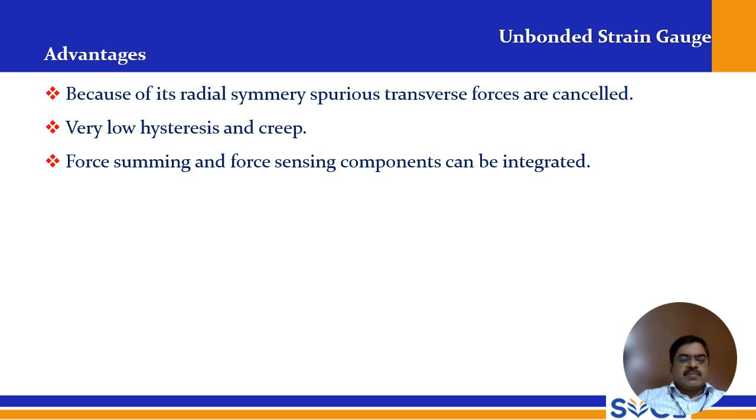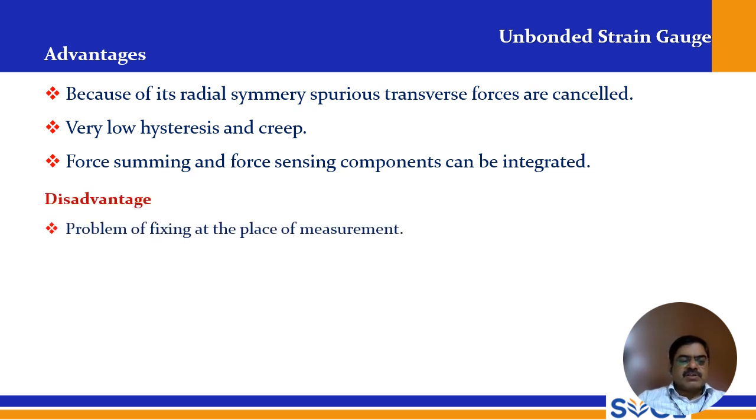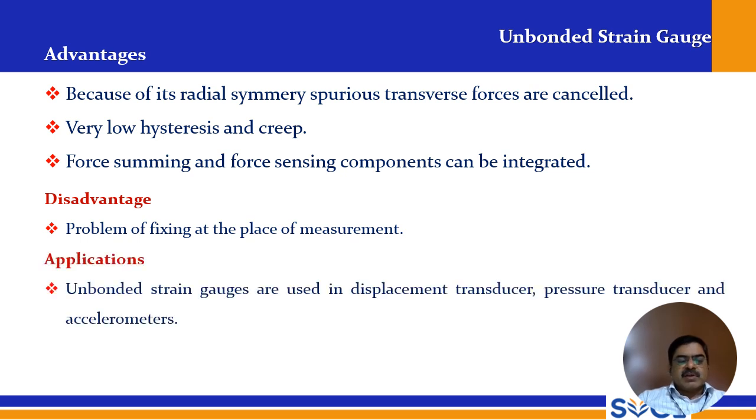Advantages of unbonded strain gauge: because of its radial symmetry, spurious transverse forces are cancelled. So whatever transverse forces are generated, they will be automatically nullified. Very low hysteresis and creep. Force summing and force sensing components can be integrated. Disadvantage: problem of fixing at the place of measurement. Applications: unbonded strain gauges are used in displacement transducers, pressure transducers, and accelerometers. So it can be used as an accelerometer as well.